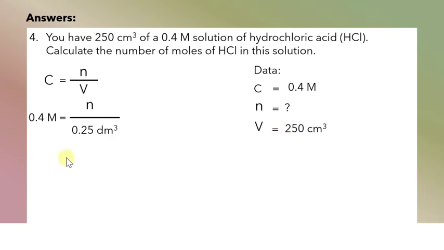So make n the subject of the formula. So n will be equal to 0.4 mole per cubic decimeter, times this one here, 0.25 cubic decimeter. Then when you see this, the cubic decimeters will cancel, so you remain with mole. 0.4 times 0.25, you get 0.1, then you remain with mole. So that is the answer. Okay, the last question I think.